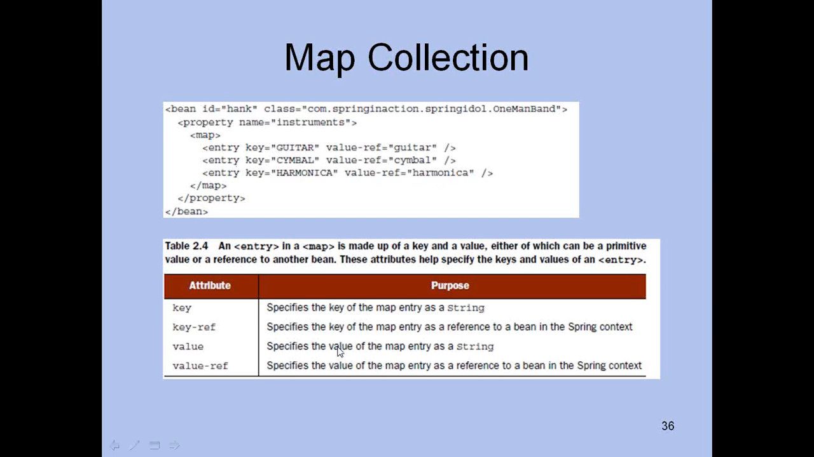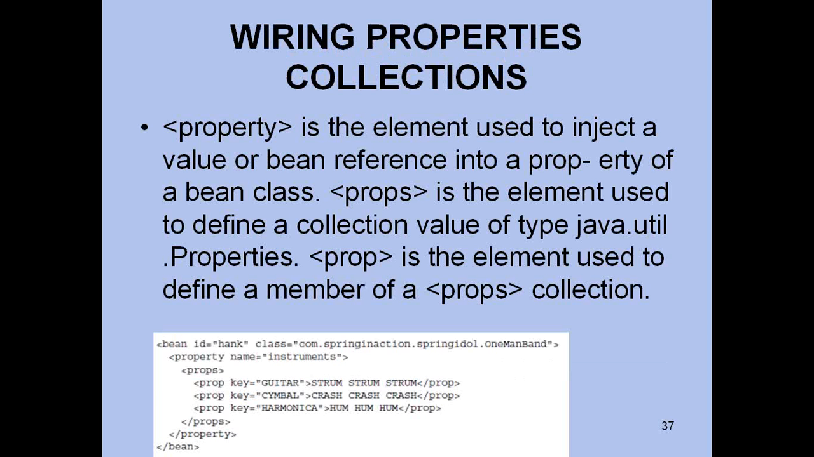The difference between value and value ref is that value specifies the value of the map entry as a string, whereas value ref specifies the value of the map entry as a reference to a bean in the Spring context. So if it is a simple string, you can use value. The same is the case for key and key ref. If it is a simple string, use key as a key value. If it is a reference to another bean, use key ref. Values and keys can be references to other beans also.